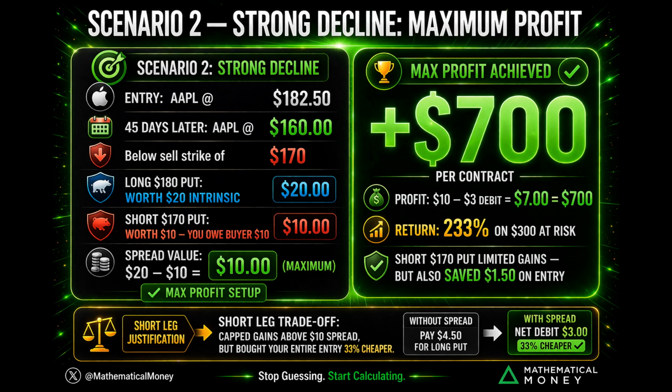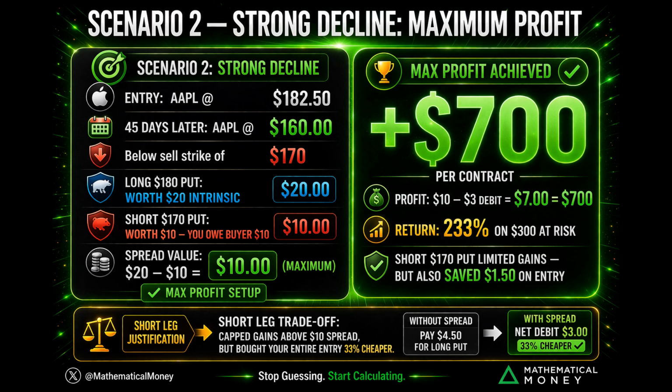Apple reports a significant earnings miss and falls to $160, $10 below your lower short strike of 170. Your long 180 put is worth $20 intrinsic value. Your short 170 put is worth $10. You owe this to the buyer. Spread value, 20 minus 10 equals $10, the maximum possible. You paid $3. Profit, 10 minus 3 equals $7, $700 per contract, a 233% return on risk.